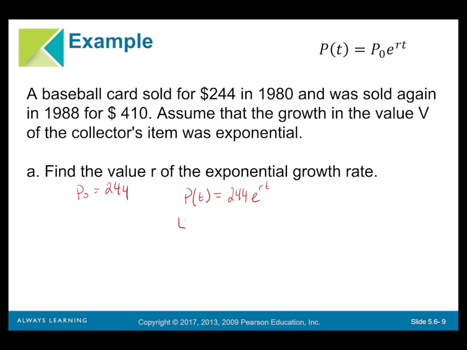Well, that means that 410 must equal 244 e to the r times 8, since 1988 is 8 years since 1980. Well, that's an equation that has all numbers except for our r value. So we can actually solve for r in this line and we'll have our growth rate. So we have used the other piece of information that they gave us to actually solve for that rate. So let's do the algebra here. We got to divide both sides by 244. We get 410 over 244 equals e to the 8r.